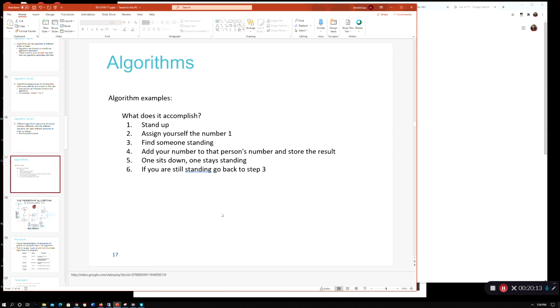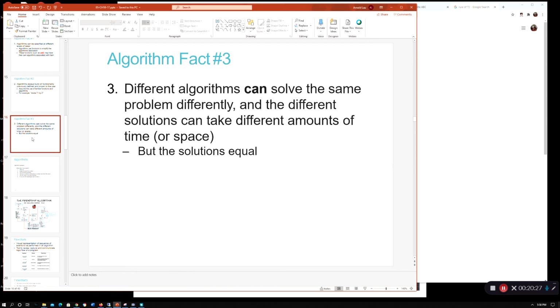Now you can see that that should end up with the same number, the total number of people in the room. So it's a different algorithm, but the result should be the same. Let me come back to algorithm fact 3. You can solve the same problem differently with different solutions, but the solutions have to be equal, right? And I guess that should make sense.